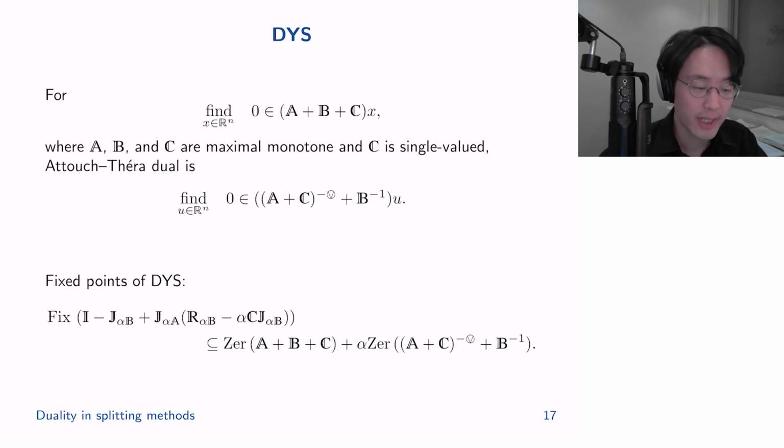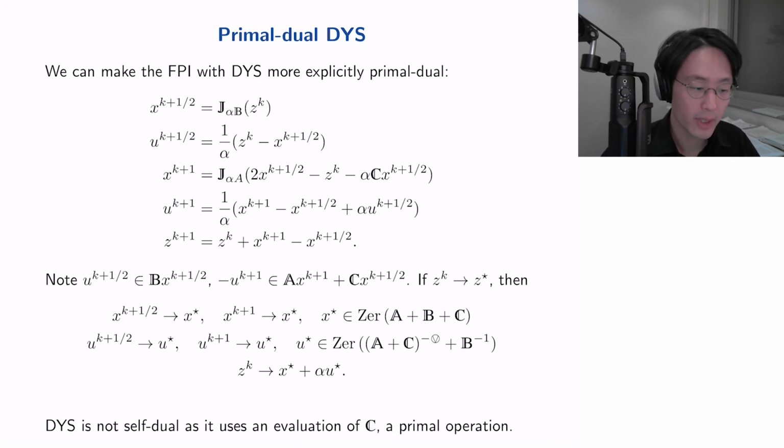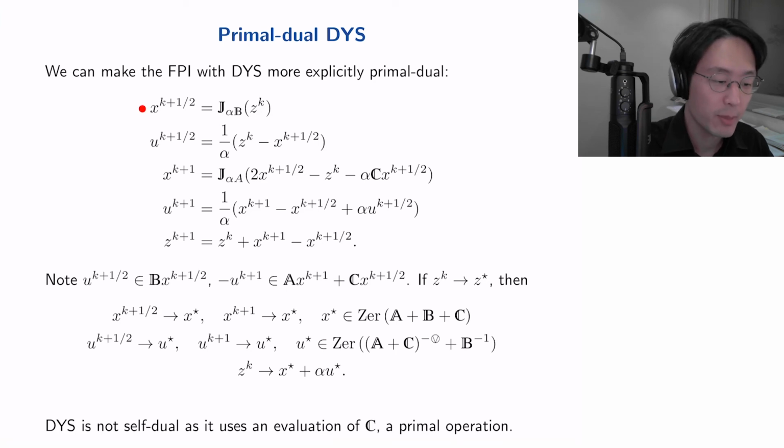The fixed points of DYS can be characterized with an analogous line of reasoning. So the fixed points consist of points that are a sum of the primal solution plus alpha times the set of dual solutions. And as with DRS, we can make the fixed point iterates with DYS more explicitly primal dual as well. So again, this is the update for xk plus 1/2. This is the update for xk plus 1, and this is the zk plus 1 update. And in between them, we can insert the uk plus 1/2, uk plus 1 updates.